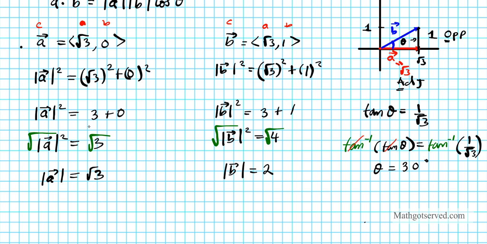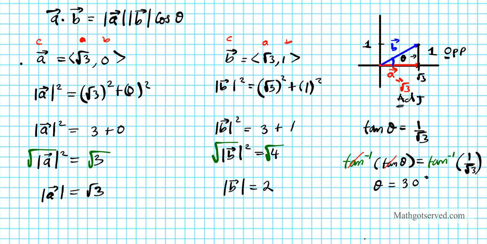All right, now that we have theta, we can now plug these three results into our formula. Remember, in your formula you needed the magnitude of A, the magnitude of vector B, and then theta, cosine theta. All right, so now we're good to go. So A dot B, using that formula up there, A dot B equals the magnitude of vector A, which is root 3, times the magnitude of vector B, which is 2, cosine theta. Theta is 30 degrees. Okay?